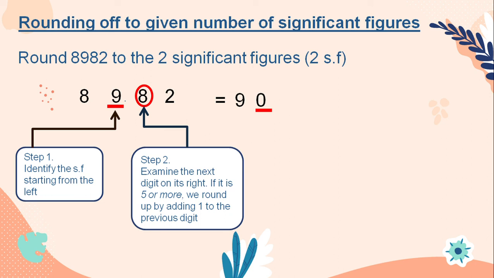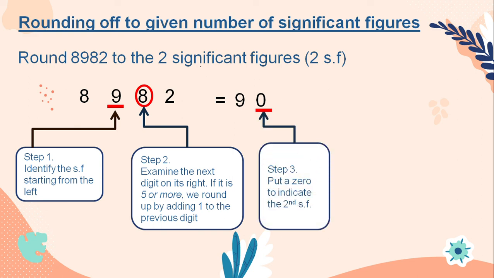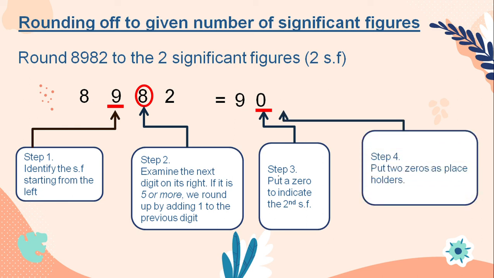So it becomes 90. And step 3, put a 0 to indicate the second significant figure. And the last step, put 2 zeros as placeholders. So 8,982, when you round to 2 significant figures, becomes 9,000.